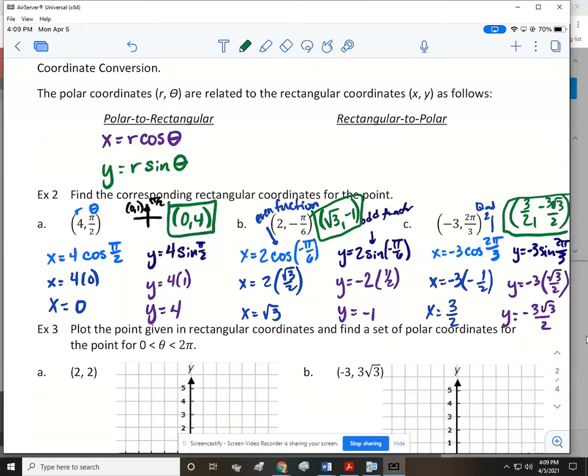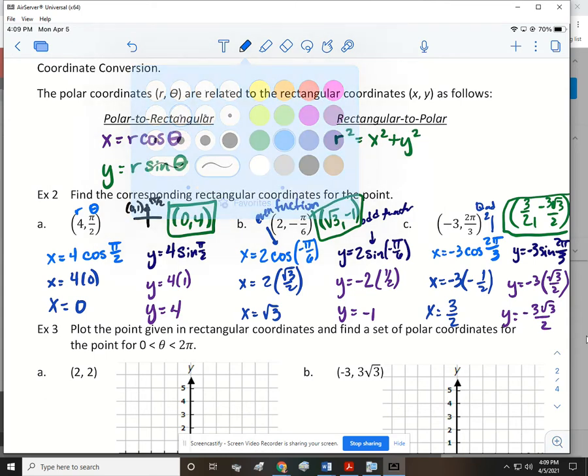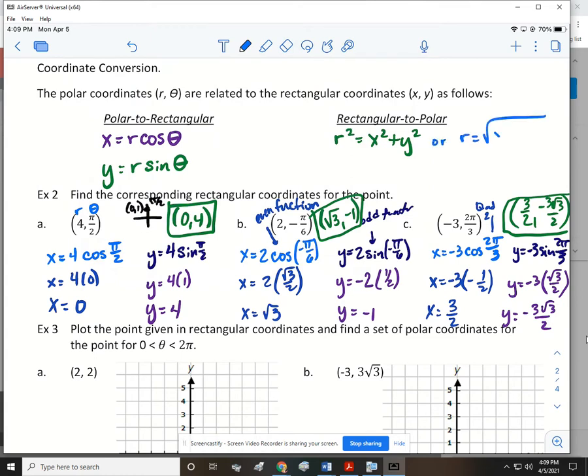All right, so we're going to finish up polar coordinates today. What we're going to do is start off with rectangular coordinates and change to polar. So we're going to start with x and y and end up with r and theta. First, to find r, r squared is going to be equal to x squared plus y squared, or r is equal to the square root of x squared plus y squared.